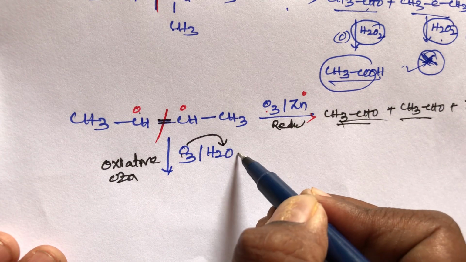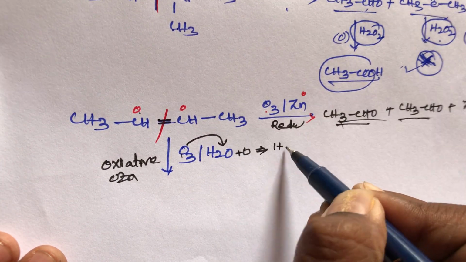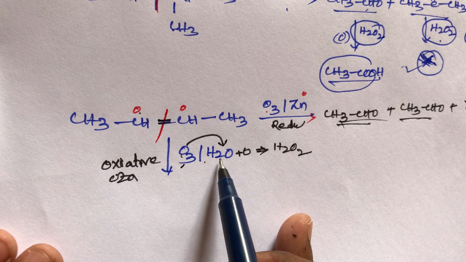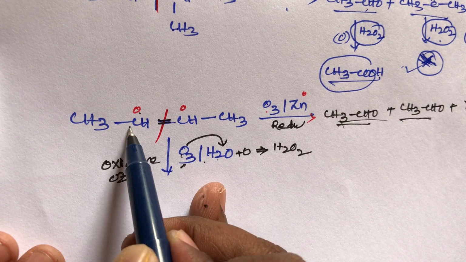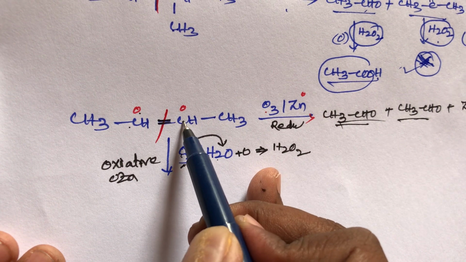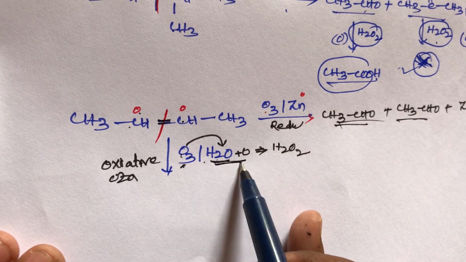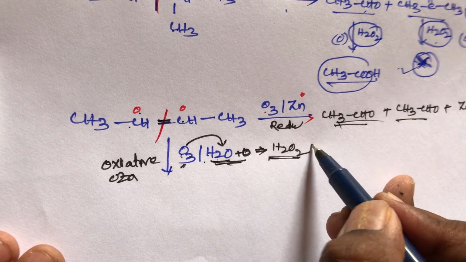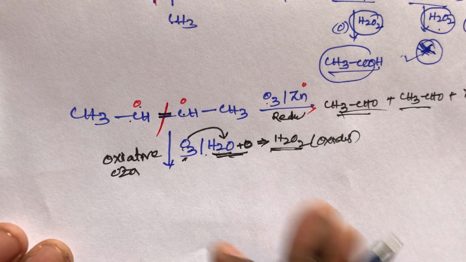One oxygen combines with H2O. What happens, students? That is H2O2. H2O becomes H2O2. Simply remember, students, O3 by water. Here three oxygens are there. One oxygen combines with this carbon, one oxygen combines with this carbon, and the remaining one oxygen combines with H2O. This H2O combines with oxygen to form H2O2. This H2O2 acts as an oxidizing agent. So what are the products?